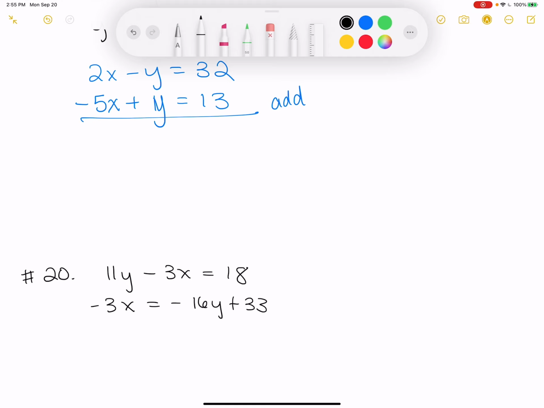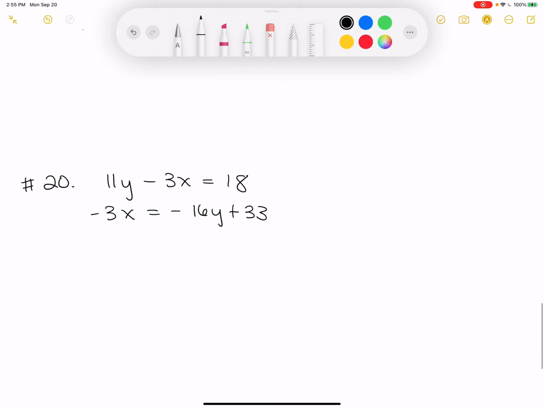Yeah, so in the top one, at least they're both on the same side, but they're not in the right order, so I'm going to just flip them. The bottom one, I have x's on one side and then y's and just numbers on the other side, so I'm going to have to completely move that term over. So for the top one, I'm just going to flip the order, so negative 3x plus 11y is equal to 18. And then for this bottom one, I need to undo the negative, so I'm going to add it to this side. So negative 3x plus 16y is equal to 33.